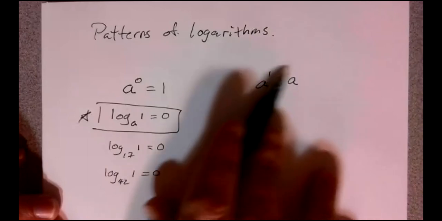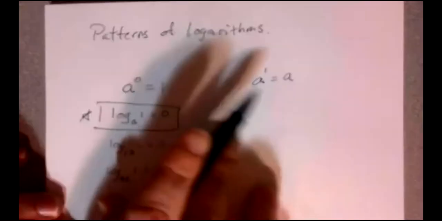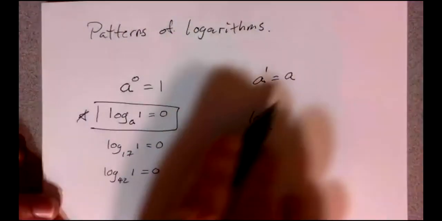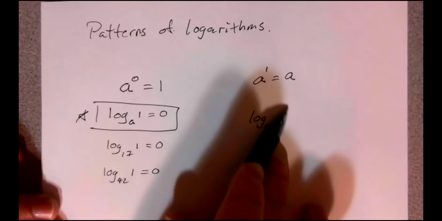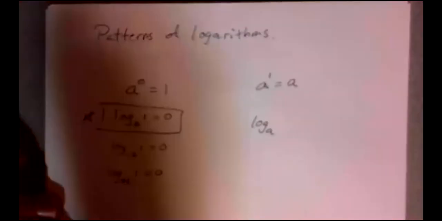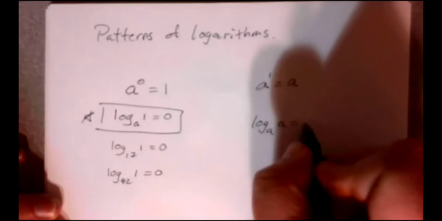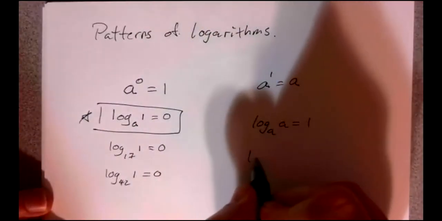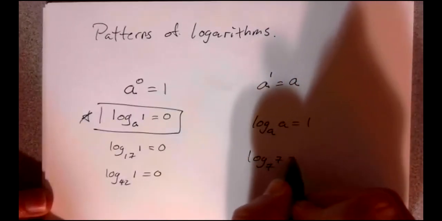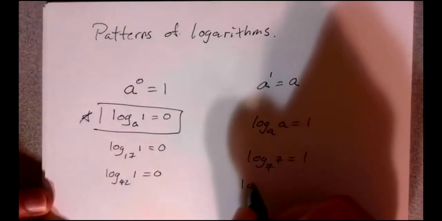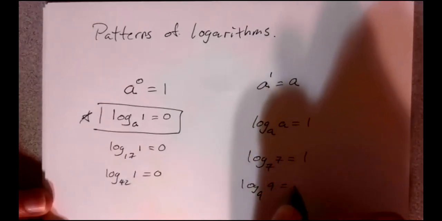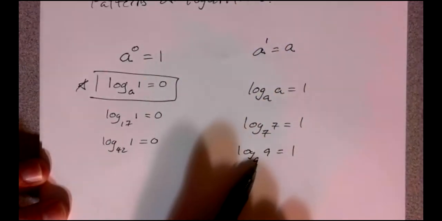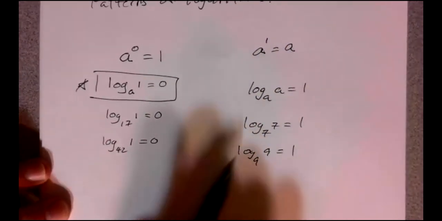All right, so what happens if we switch this into logarithmic form? Well, my base stays the same, so I can say log base a. And now the answer of exponential form is the argument of my logarithm. So log base a of a equals 1. This is important. If I had log base 7 of 7, that's 1. If I have log base 9 of 9, it's 1. It doesn't matter what that number is, as long as the base and the argument are the same.